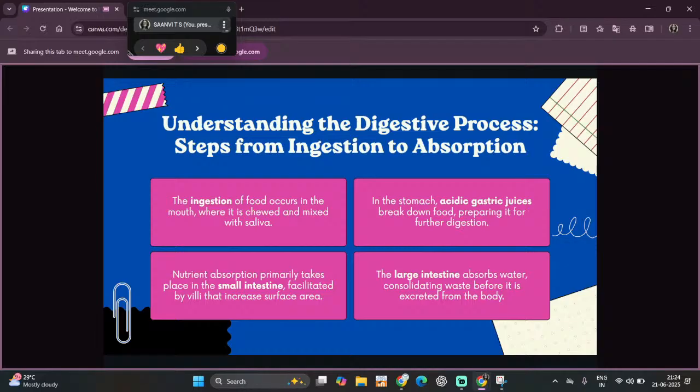So now, the major organs involved: the stomach, where acidic gastric juices break down food, preparing it further for digestion. Nutrient absorption, on the other hand, primarily takes place in the small intestine, which is facilitated by villi that increase surface area. The large intestine absorbs most of the water and consolidates waste before it is excreted out from the body.